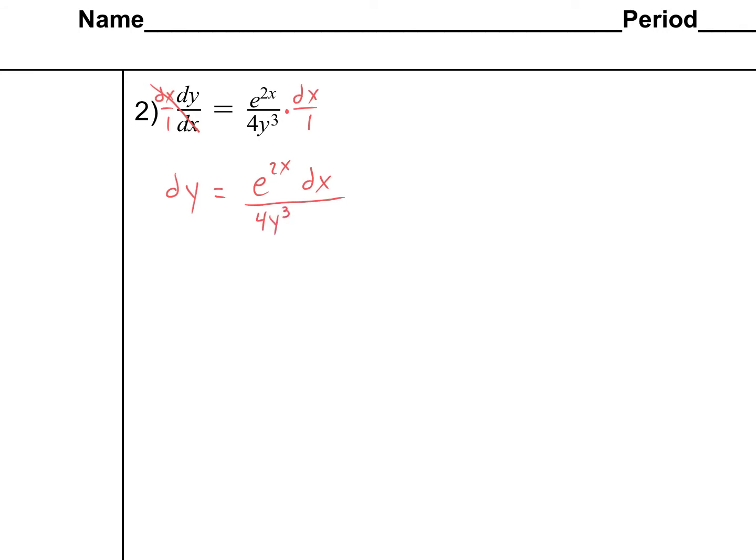So now, I have to move this term over to the left because there's a y in it. This is in the denominator, so to move it over, I'm simply going to multiply both sides by 4y to the third.